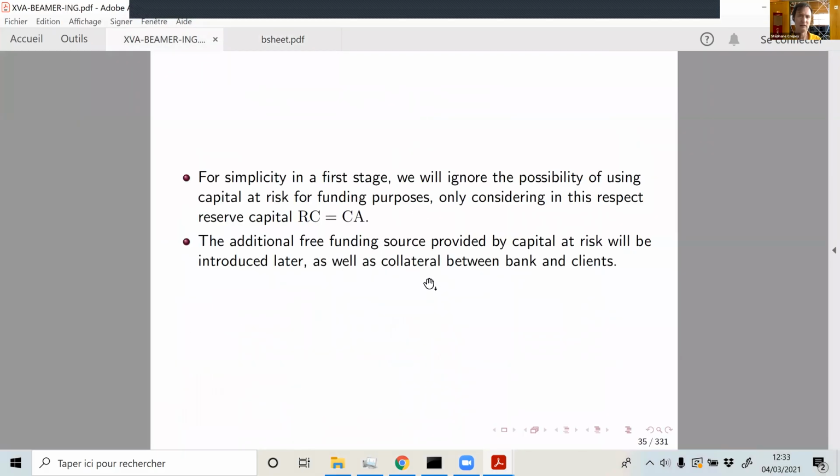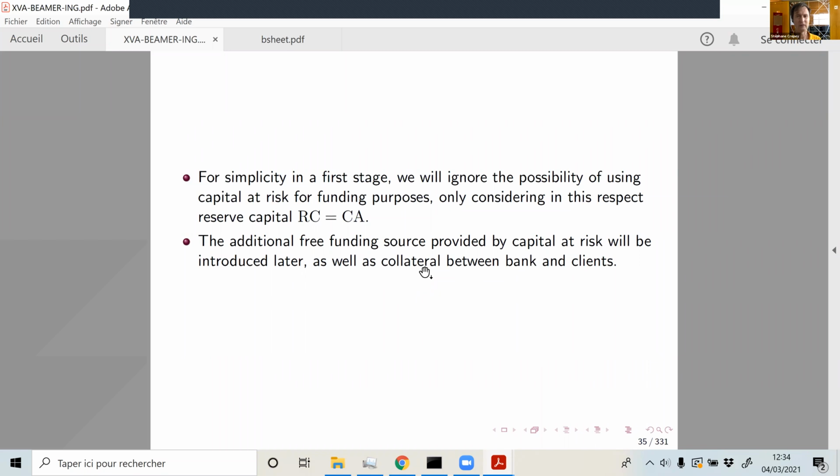So the point I am making here is that, for simplicity in a first stage, which means this assumption will be relaxed later, I will ignore the fact that the bank can use its capital at risk for funding purposes. I will only consider in this respect the reserve capital RC, which is sized by CVA plus AVA, which I denote by CA. So I'm starting with this simplifying assumption, and then I will restore the possibility for the bank of borrowing less, and therefore paying less in funding costs, by using its capital at risk as, in fact, a risk-free source of variation margin.